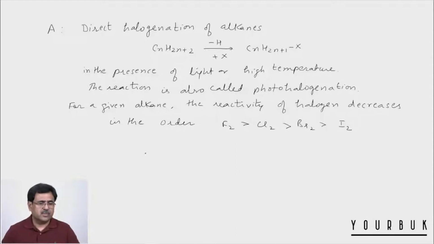Now we start with the first. As you know, alkanes are saturated hydrocarbons. They have a very strong carbon-hydrogen bond, and this carbon-hydrogen bond is also almost non-polar. So this C-H sigma bond of alkane can split up only homolytically, and this homolytic fission results in the formation of free radicals.